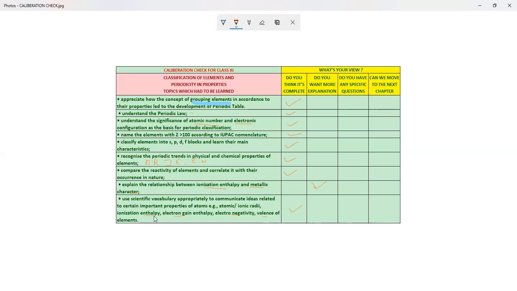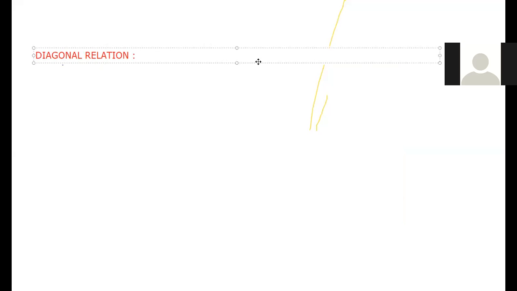Now, this you have already done, and I had sent you the videos of diagonal relationship, if you remember. Diagonal relationship. So, Palak Verma, can you define for me what do you mean by diagonal relationship? Sir, I don't understand. Okay, all right, that is very good. So I will make you understand once again.